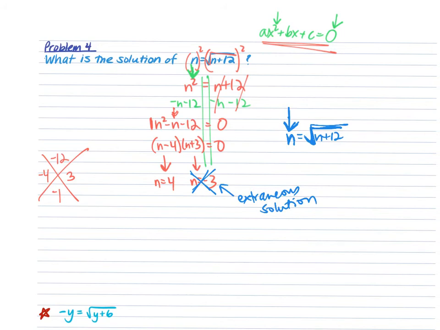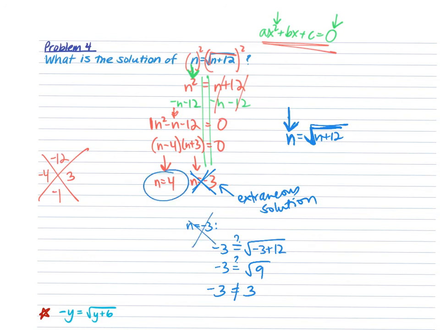But what you should do also is just plug it in to double check. Does negative 3 equal the square root of negative 3 plus 12? Let's see. Negative 3 plus 12 is 9. And the square root of 9 is 3. That does not equal negative 3. So this is not a solution.